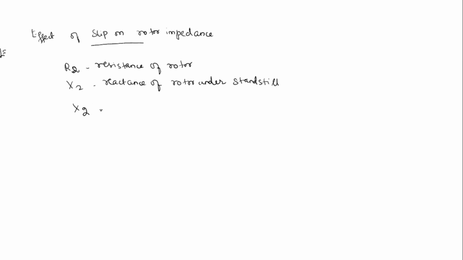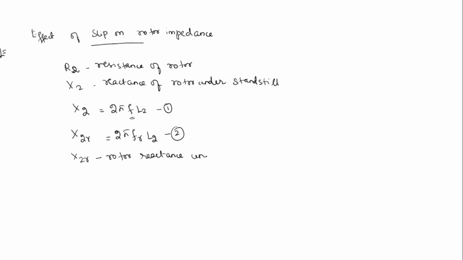This X2 is given by 2 pi F into L2. So this X2 under standstill condition depends on the frequency of the supply voltage. When the rotor starts rotating, X2 will no longer depend on F, but on Fr. So this expression will become 2 pi Fr into L2, where X2R is the rotor reactance under rotating condition. This is the reactance of the rotor under running condition.